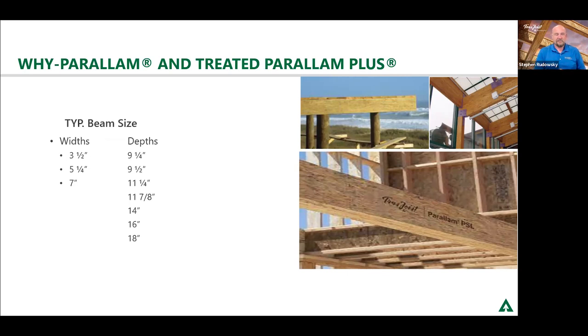Typical beam sizes, again, this is going to always relate to your market. 3.5 through 7 in the widths, and depths are going to be 9.25 through 18 on most of the East Coast. I know on some of the West Coast, you'll be able to get a 2.2E beam because that's done with Doug Fir out there. That's what their wood basket is. And they can also do a 20 and 24 inch out in that area.